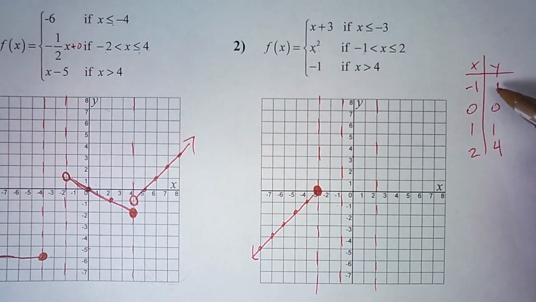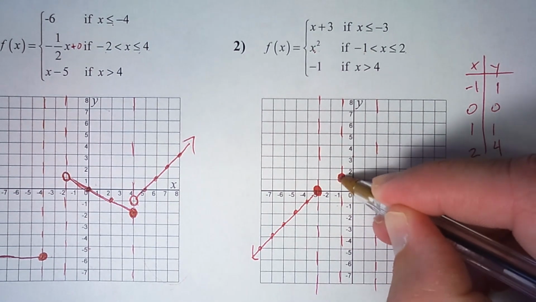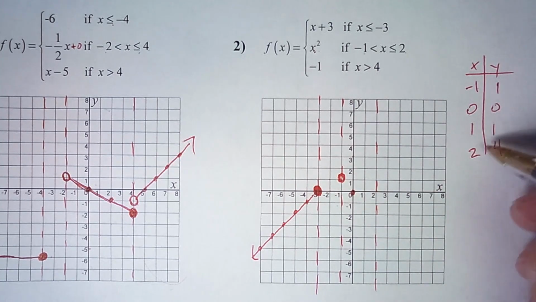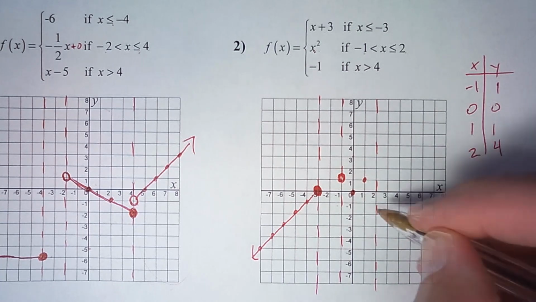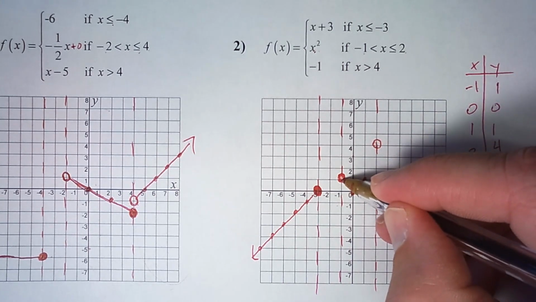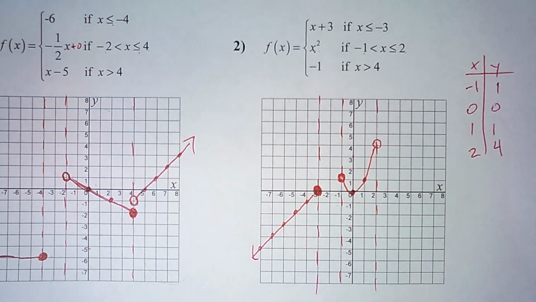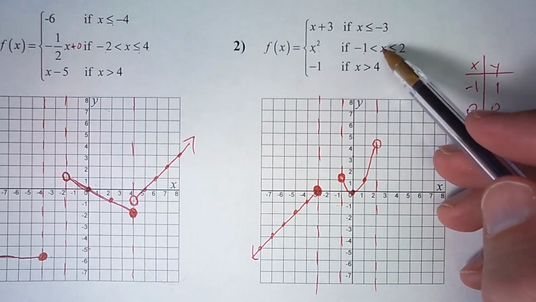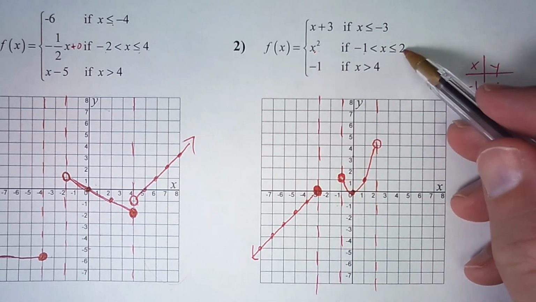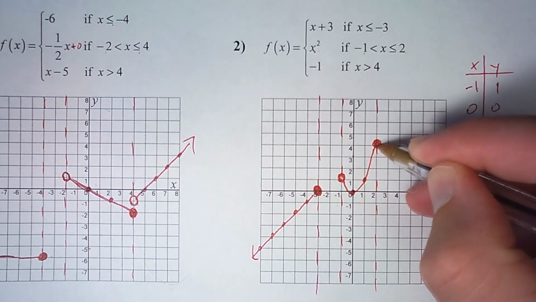So I can start to plot these. I've got -1, 1, and I'll put a circle there because it's on the edge of the domain. 0, 0. 1, 1. 2, 4, and I'll put a circle there. Okay, so this is the parabola, or at least the part of the parabola. So it's greater than -1, so I want to leave that open. Less than or equal to 2, so I want to close that one.